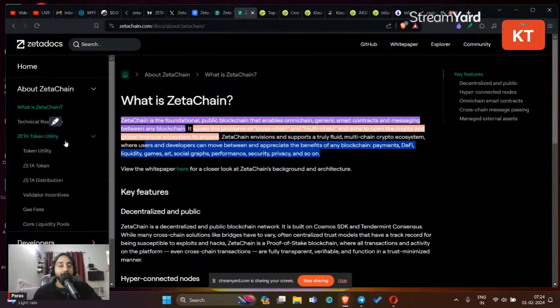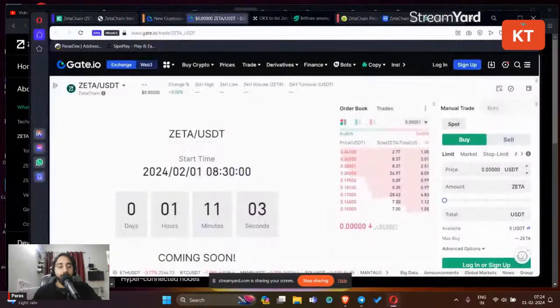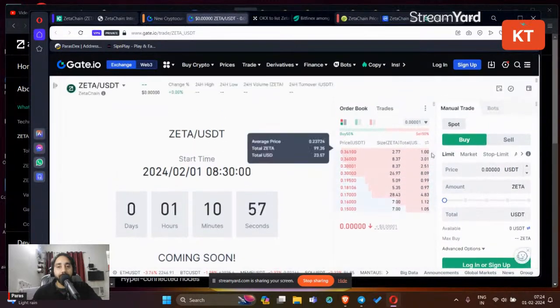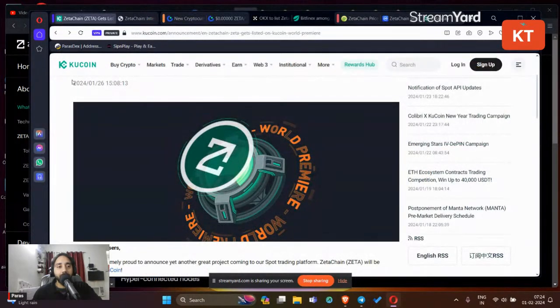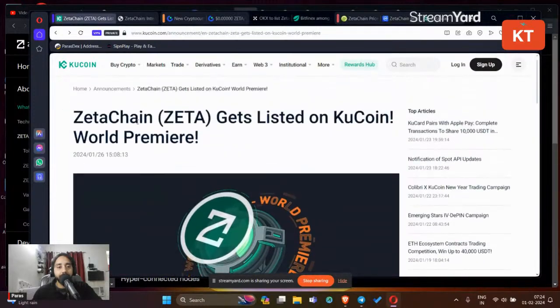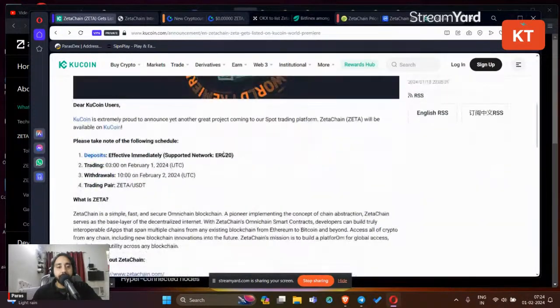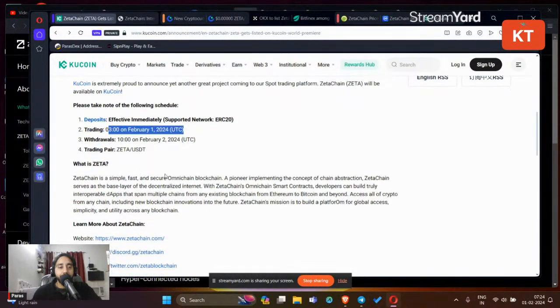But the thing is that we need to discuss the token because the token is about to go live soon. Let me show you the listing first, where all it is listing. So we have the Zeta USDT pair, which is about to list on Gate.io. So this is the Gate.io listing. Then we have Zeta listing on KuCoin. You can see the trading starts at 3 a.m. on Feb 1 UTC, which is almost 1 hour from now, and withdrawals from the next day, of course.